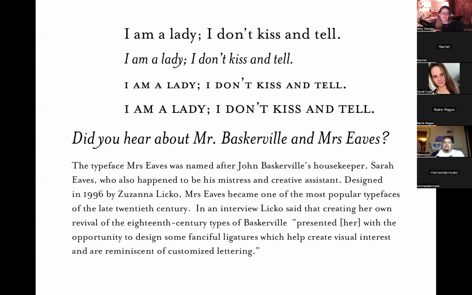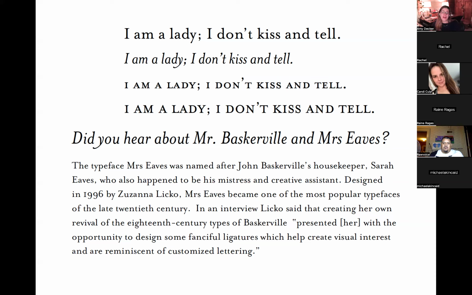She did those bitmap families. She also did this beautiful typeface 10 years later. So in 1985, she did the 8-bit, and now in 1996, she designs this. It became one of the most popular typefaces of the late 20th century. And in an interview, Licko said that creating her own revival of the 18th century typeface Baskerville presented her with the opportunity to design some fanciful ligatures, which help create visual interest and are reminiscent of customized lettering.